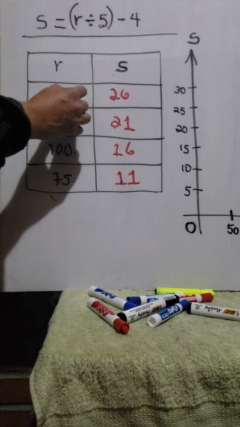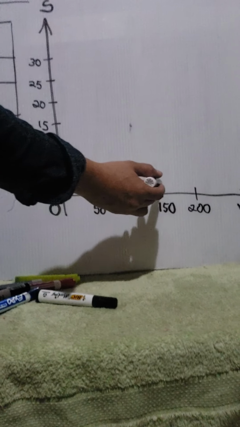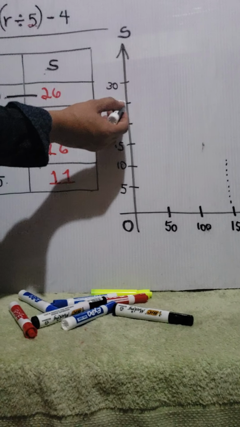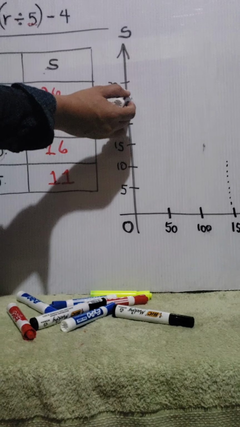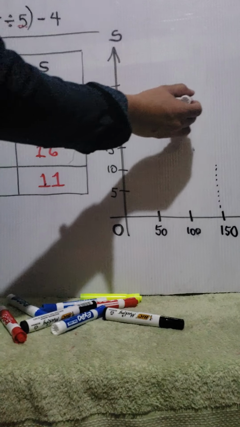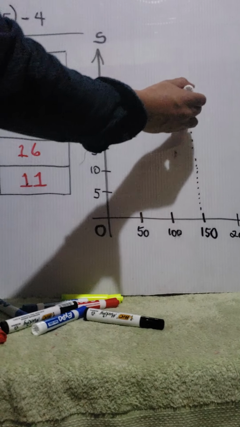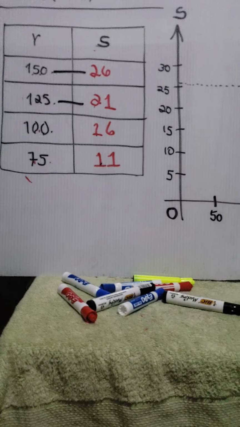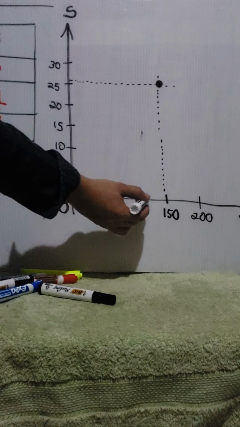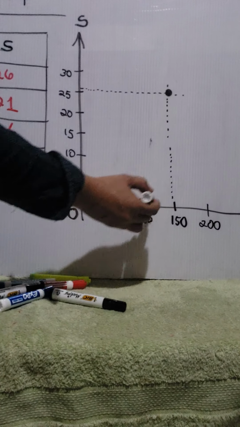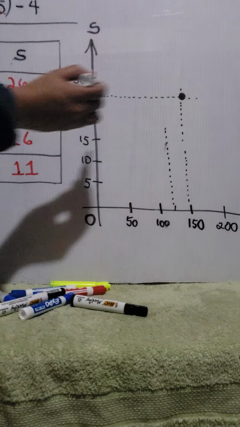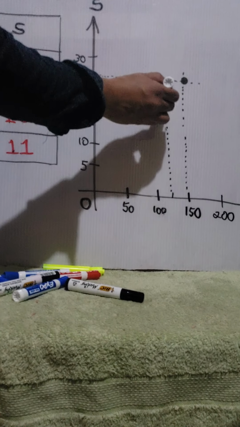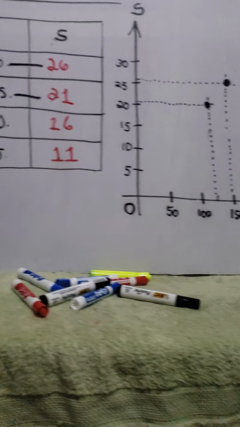The first coordinate is 150 and 26. 150 is here. And 26 is, here's 20, 25. 26 is very close to the 25 here. So I plot it here. Now the other one is 125 and 21. 125 is in between 100 and 150. And 21 is close to the 20 here at the very beginning. Yeah, that's where it is.